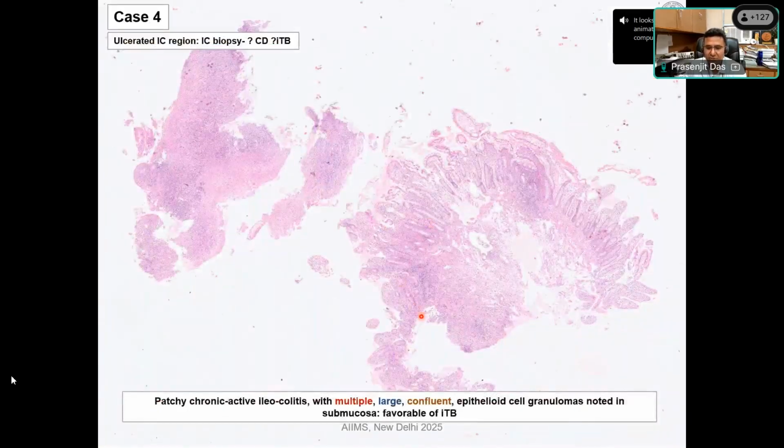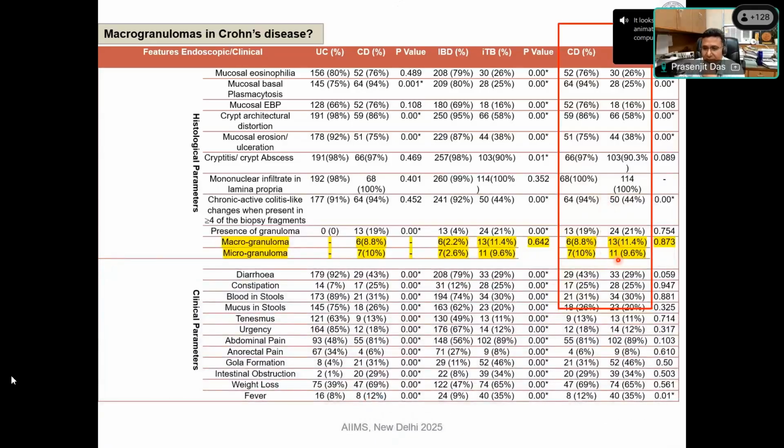That said, we now know what is very classical to tuberculosis and what is very classical to Crohn's disease. But if you look at the data, not only our data but the literature also, you will find some macrogranulomas can also be found in Crohn's disease. Here the percentage is slightly higher because of selection bias, but once in a while you can also see deeper, large granulomas in Crohn's disease. Though initially tuberculosis is favored, the patient doesn't respond to ATT.